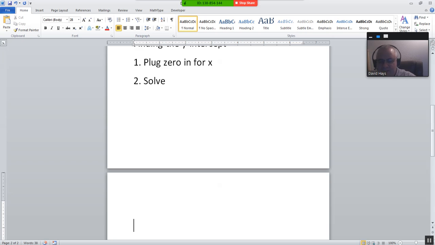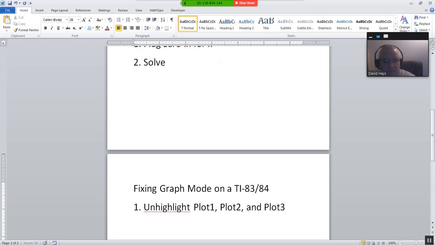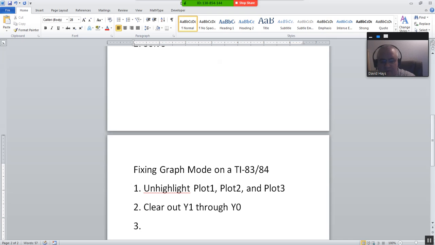Now, if you have a TI-83 or TI-84 and it doesn't look like that, then we're going to take a look at fixing graph mode on a TI-83, 84. The first thing we'll do is unhighlight plot 1, plot 2, and plot 3. The second thing we do is clear out Y1 through Y0. And the third thing we do is push our zoom button and then choose Z standard.